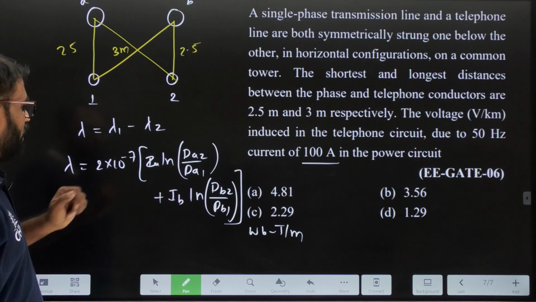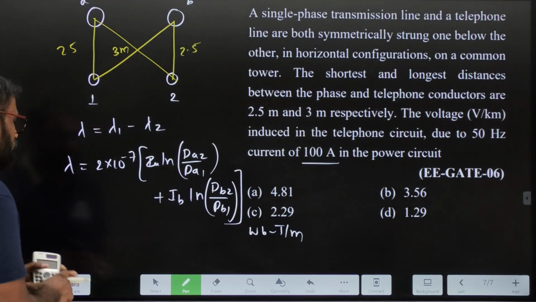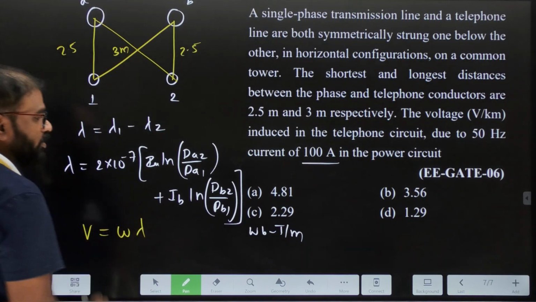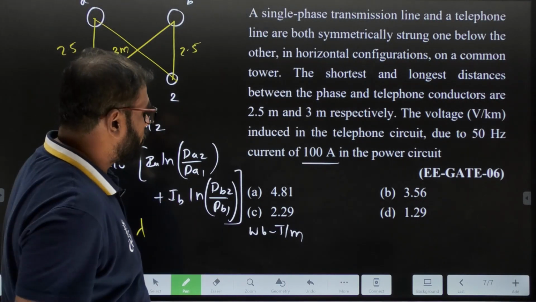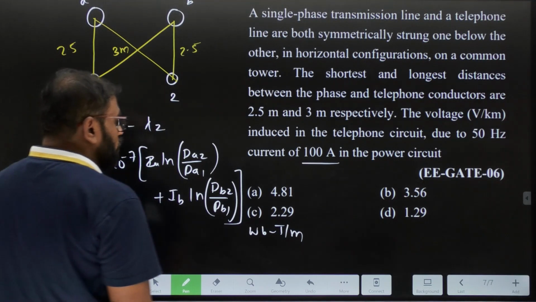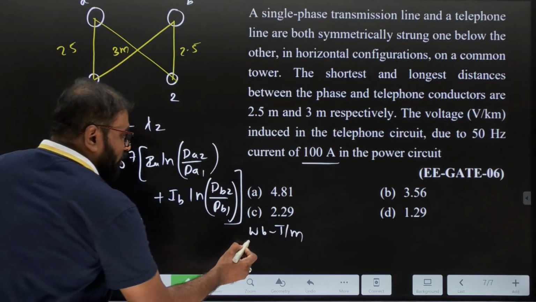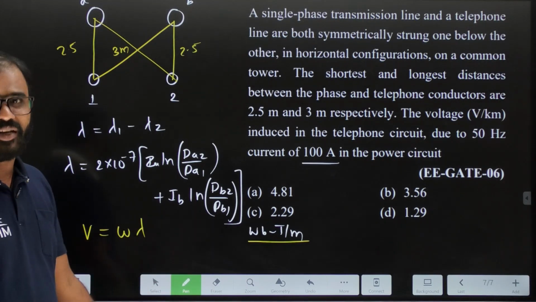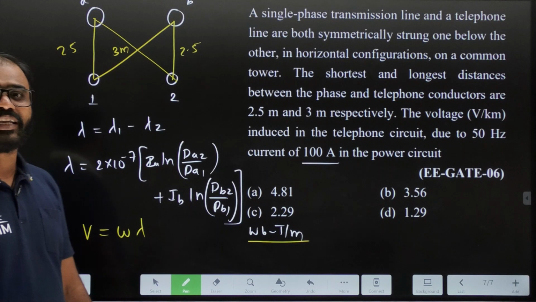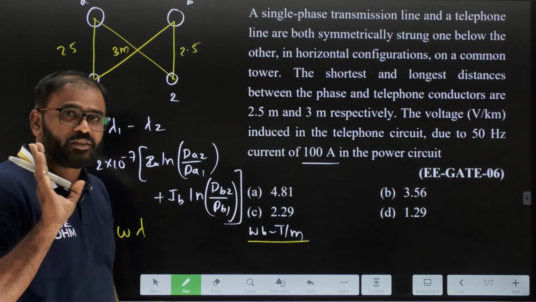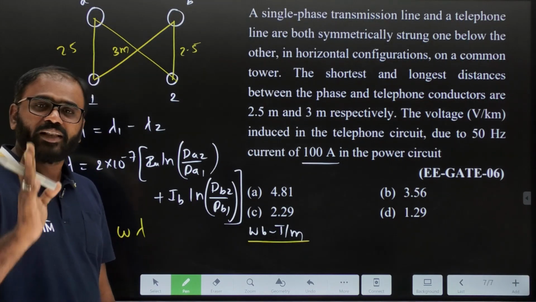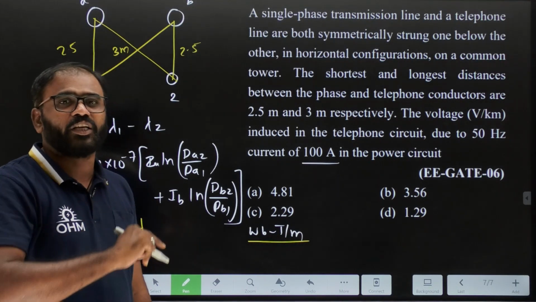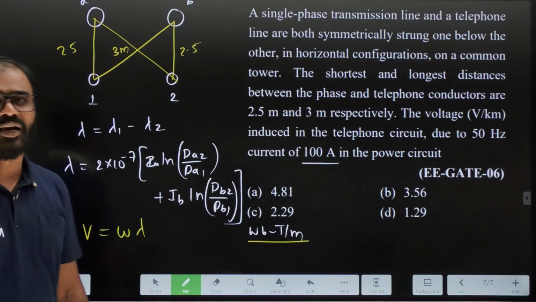Now if we substitute, we get the lambda. After getting the lambda, we can calculate the voltage. Voltage equals omega lambda. But very important here are the units. The question is asking for volts per kilometer, but whatever value we get here is in Weber turns per meter, so if we substitute here, we get volts per meter. You have to convert it to volts per kilometer, so you should play with the units. Units are very, very important while solving questions. If you are not careful with the units, you will end up with wrong answers.